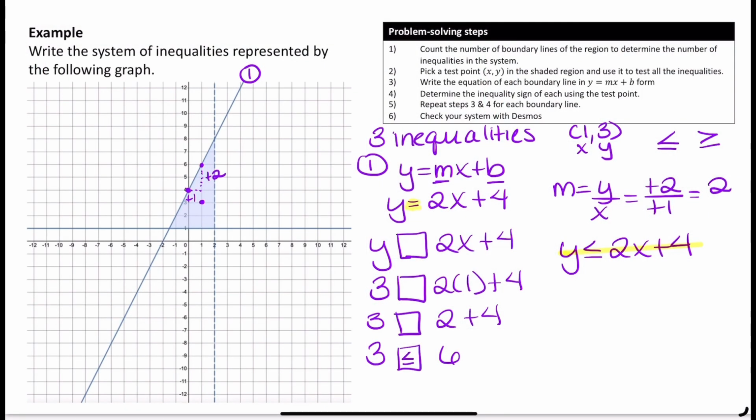So we can just go ahead and write our system of inequalities all together. We have y is less than or equal to 2x plus 4, and then we have x is less than 2, and we have y is greater than or equal to 1.